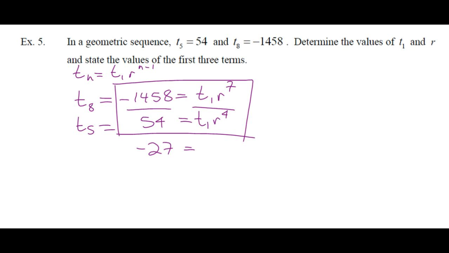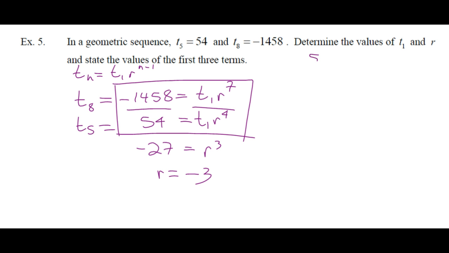What's T1R to the 7th divided by T1R to the 4th? R cubed. R cubed is negative 27. What's R? Negative 3, right? That's the only possibility. There's no plus or minus 3 because it's a cube. It's R cubed. If R cubed is negative, then the cube root is negative. If R cubed is positive, the cube root is positive. Okay, we got R. Now we got to get T1.